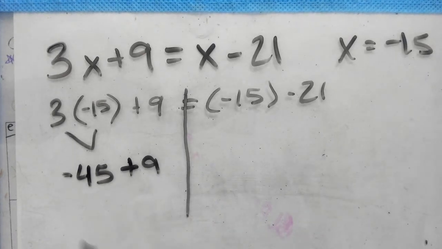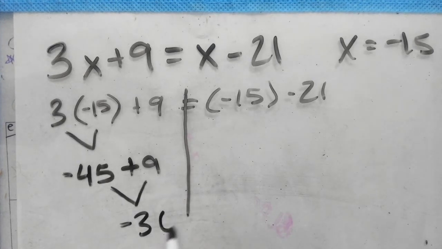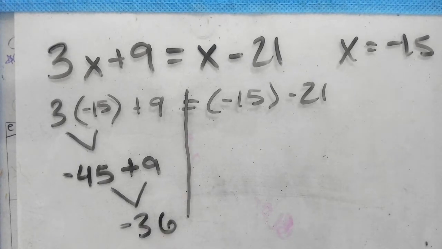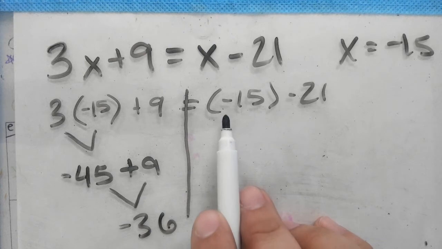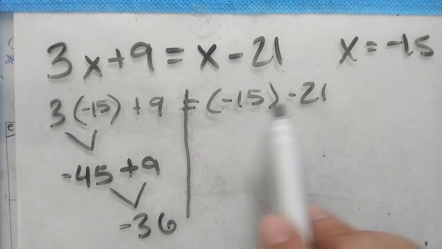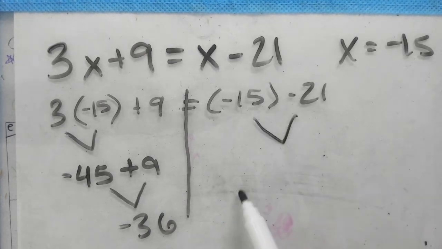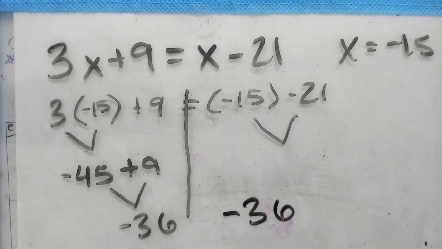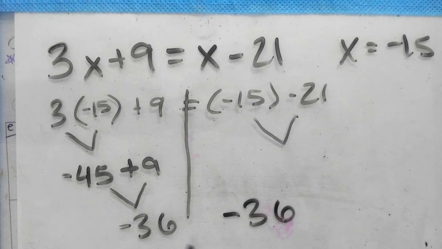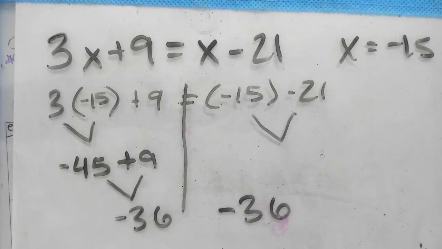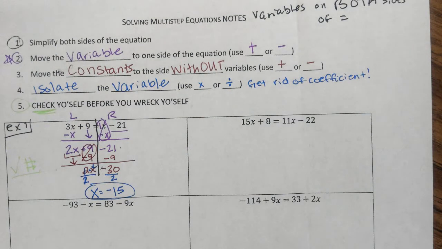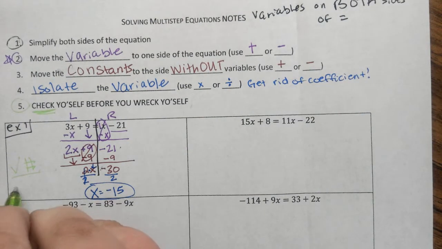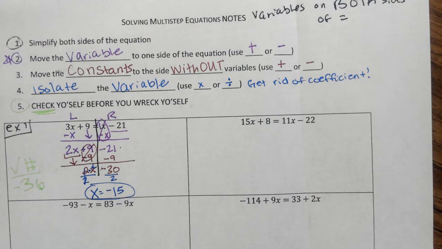I'm going to continue solving on this side. Negative 45 plus 9 is negative 36. On the right side, we just have a negative number minus 21. We have negative 15 minus 21. So we don't have to worry about our order of operations there. And that is also negative 36. Because those two things are equal, our answer was correct. And the check number is negative 36.